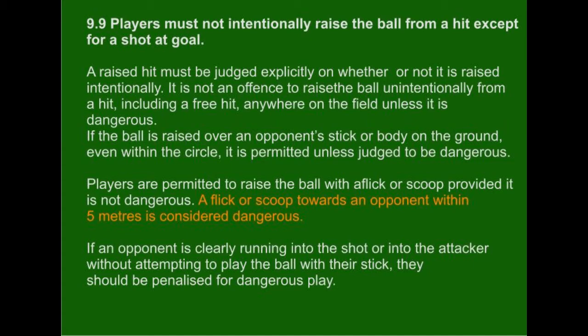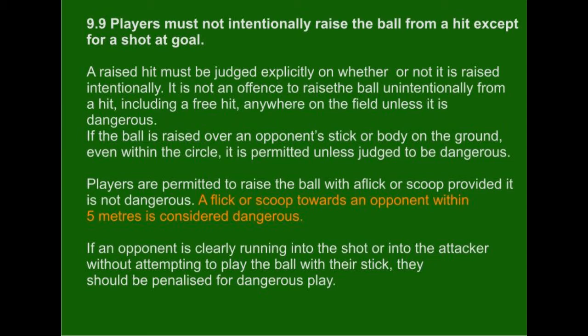Rule 9.9 concludes with: if an opponent is clearly running into the shot, which should say a shot, or into an attacker without attempting to play the ball with the stick, they should be penalised for dangerous play. That whole clause is just removed complete from the penalty corner rule, a raised ball at an outrunner, and pasted into this rule here for some reason which I can't quite understand. It has nothing to do with the rule, which is supposed to be about the intentional raising of the ball with a hit.